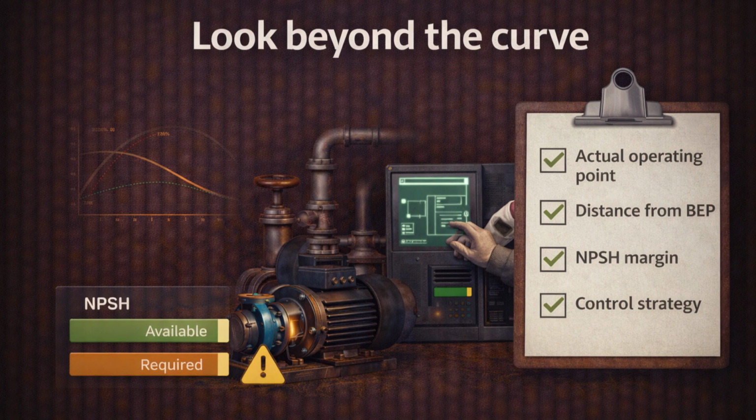Check the actual operating point. Check how far the pump is from BEP. Check NPSH margin under real conditions. Check the control strategy. Most problems show up there, not on the curve.